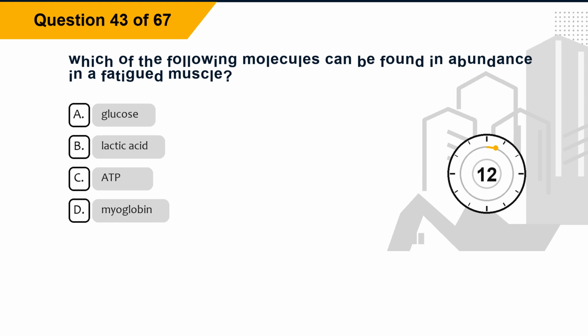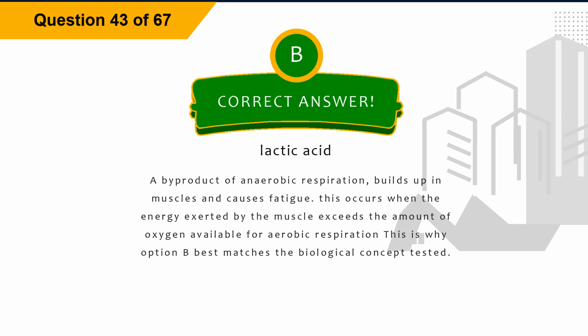Question 43. Which of the following molecules can be found in abundance in a fatigued muscle? Option A, glucose. Option B, lactic acid. Option C, ATP. Option D, myoglobin. The correct answer is option B, lactic acid. Explanation: lactic acid, a byproduct of anaerobic respiration, builds up in muscles and causes fatigue. This occurs when the energy exerted by the muscle exceeds the amount of oxygen available for aerobic respiration. This is why option B best matches the biological concept tested.